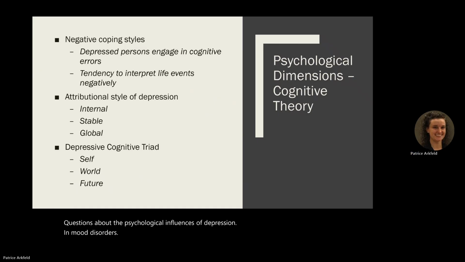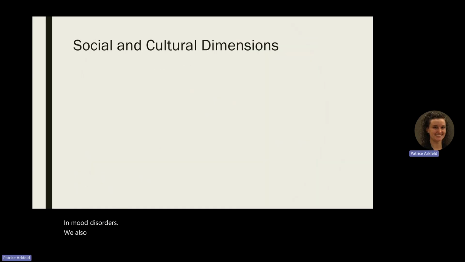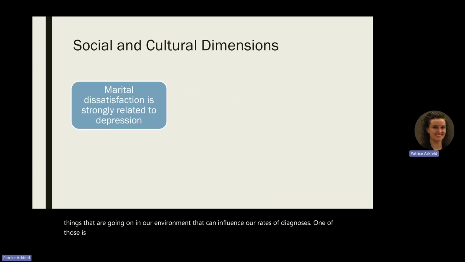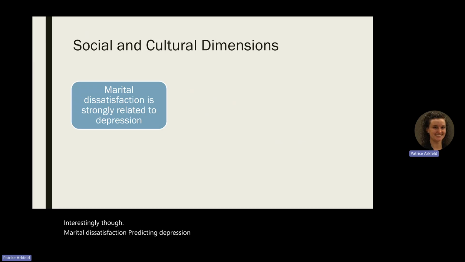Okay. We also have social or cultural dimensions of mood disorders, and these relate to the things that are going on in our environment that can influence our rates of diagnoses. One of those is actually marital satisfaction. Research has shown that marital dissatisfaction is strongly related to rates of depression.